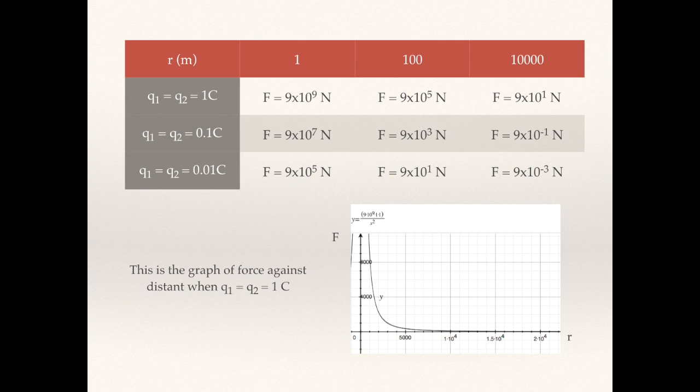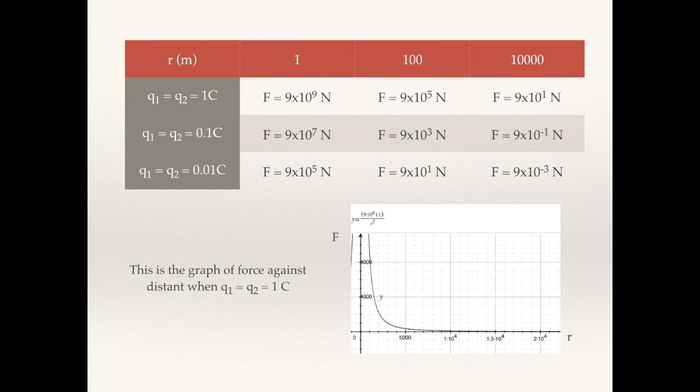There's something you might need to notice in this table. Since K here is really big, 9 times 10 to the 9, as I mentioned in the last slide, 1 Coulomb of charge really means a lot. And it is really hard to get 1 Coulomb of charge in real life. We can see the force here: when the distance is 1 meter and Q1 equals Q2 equals 1 Coulomb, the force is really big. It is 9 times 10 to the 9 Newton.